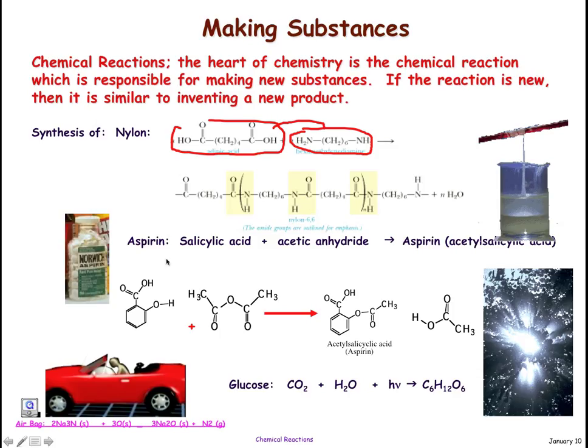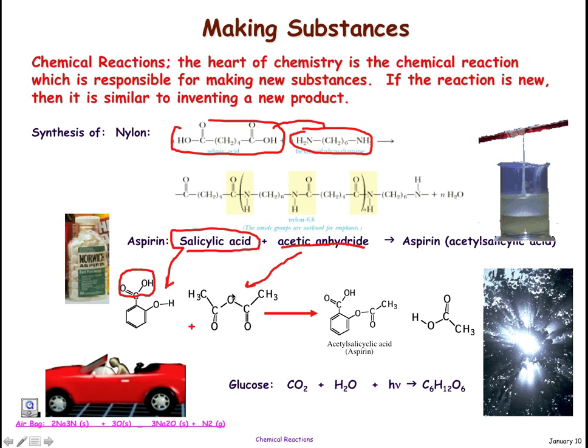And this right here is the reaction or the synthesis of aspirin. We start with salicylic acid. That's this chemical right here. It's an acid because it's got this COOH group. So that's salicylic acid. This right here is acetic anhydride. That's this chemical right here.